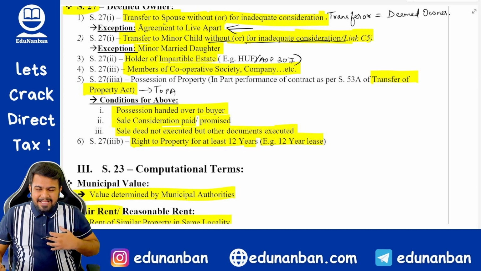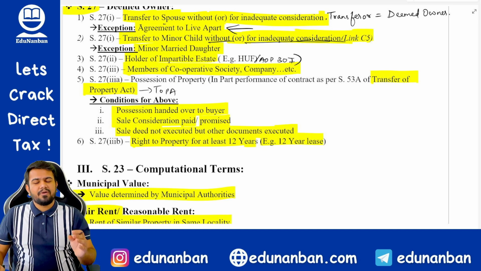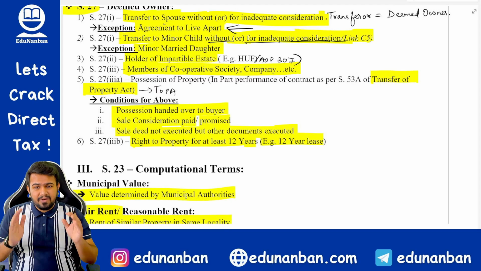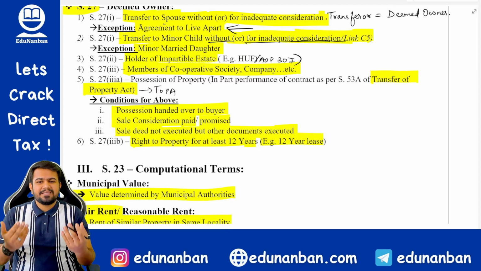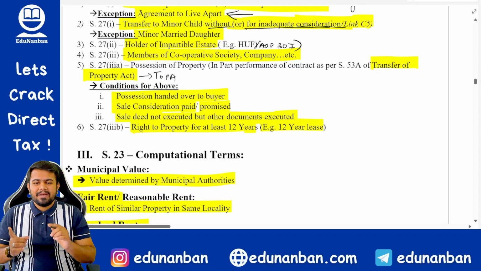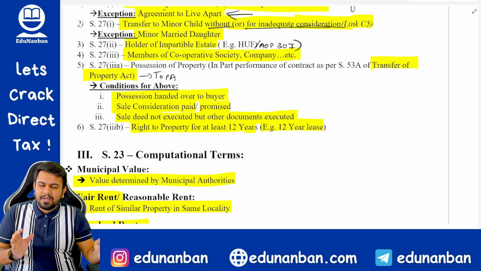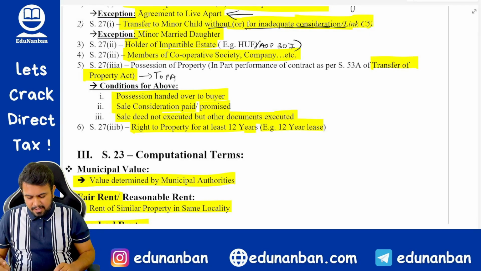Next, transfer to a minor child without or for inadequate consideration. So if I am transferring my property to my minor child without consideration or for inadequate consideration, then also I will only be considered as deemed owner of the property. Okay, here also there is an exception, minor married daughter. If property is transferred to a minor married daughter, then this concept will not apply.